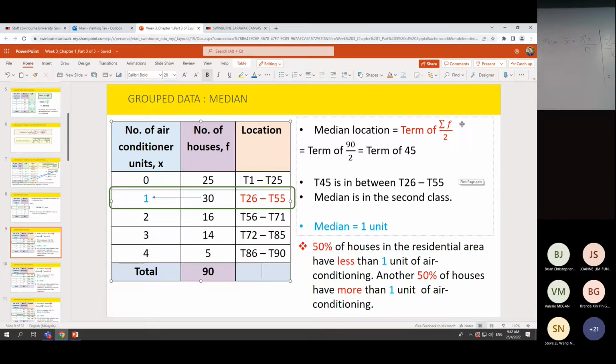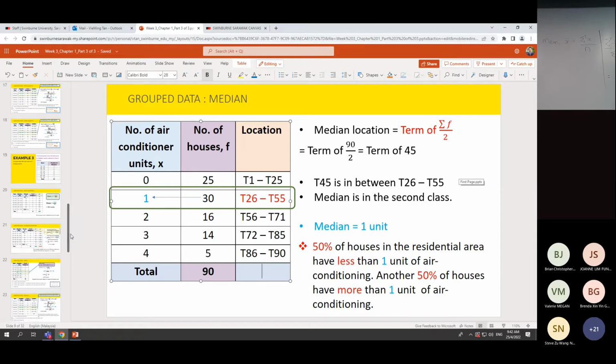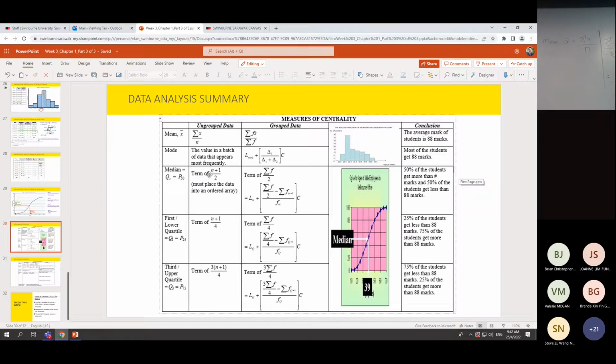Remember last week when we identified the location of median? We used this formula, n plus 1 divided by 2, and this is for ungrouped data. But for today, the frequency table is given. Frequency table means the group data. So we have to use this formula to identify the term of median, which is total F divided by 2.